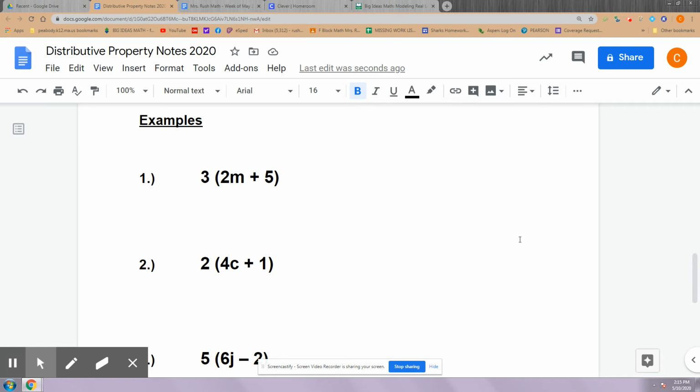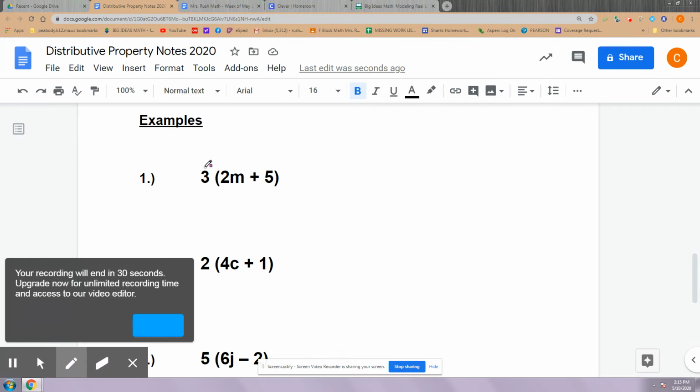Okay, so we're going to use the distributive property to simplify these expressions. And I think for our first one, it says 3 outside the parentheses, and then inside the parentheses, it says 2m plus 5. So what we do first is, and I'm going to draw this with my little pen down here, I'm going to pick a color, kind of like purple. So what you do is we're taking this 3 and we're going to multiply it by everything inside.